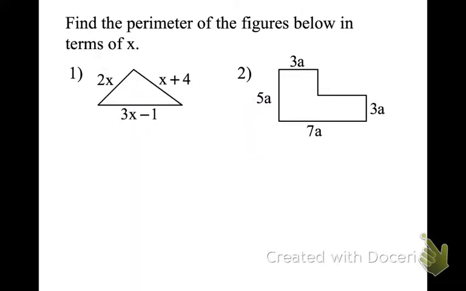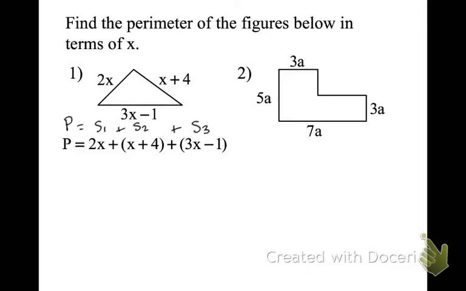All right, so this is no different. All we're doing is basically finding the perimeter. Okay, when we find the perimeter, we just add the sides. So I'm going to start with my perimeter is equal to side 1 plus side 2 plus side 3, right? In a triangle, perimeter equals side 1 plus side 2 plus side 3. And now we're just going to combine our like terms. I've got 2x, 1x, and 3x. That makes 6x. And then I've got 4 minus 1 is 3.